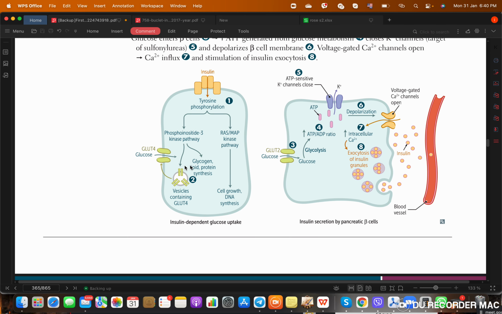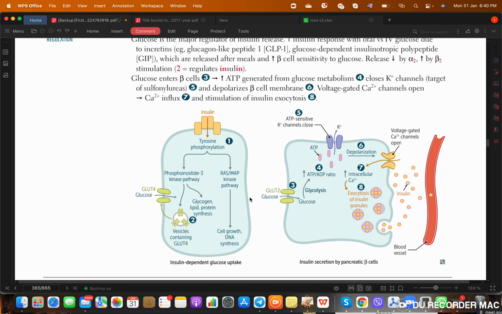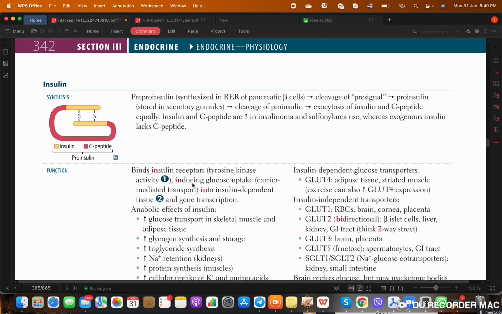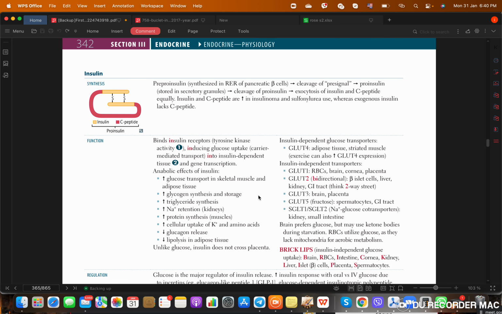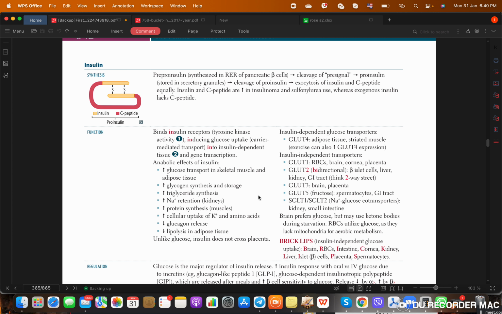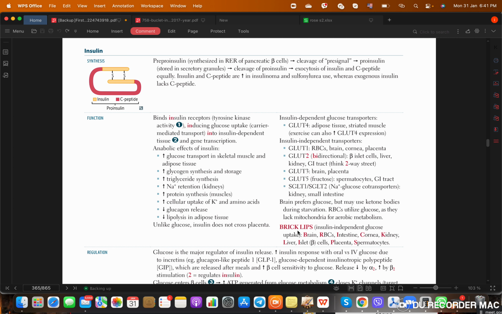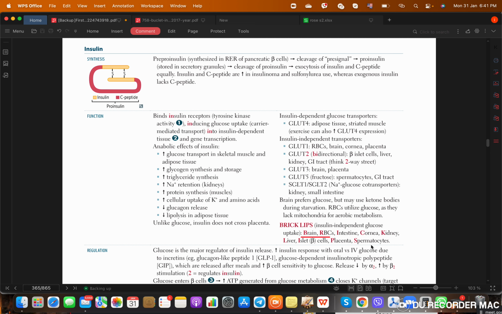Wait a second. Gene transcription, we got it, like there was some making of some stuff here, like the vesicles and the lipid and the glycogen, even the cell growth and the DNA. But there is something fishy here. Insulin dependent tissue. Is there any tissue in our body that is not dependent on insulin? The answer is yes. There are many. Which tissues are independent from insulin? The most important ones to know about are the brain and the RBCs and the spermatozoa. I will explain why when I reach them.